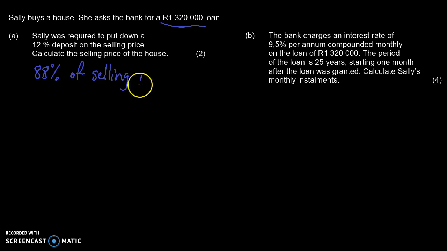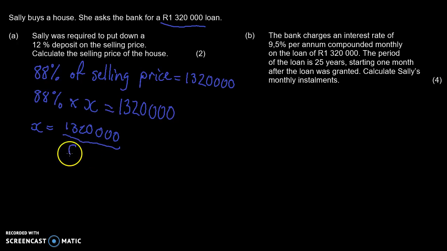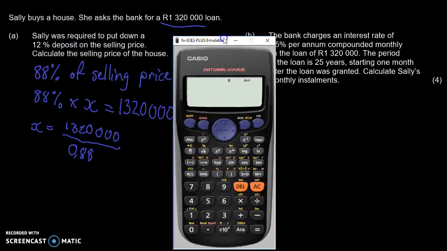And it's important to write this down because then we can turn it into algebra nice and easily. Let's go, let's say the selling price is x. 88% of the selling price, in other words, it's 88% of x, which is 0.88 times x, is equal to 1,320,000. So x is equal to that massive number. And I like changing percentages to decimals. So I'm doing that and I'm bringing up my calculator.